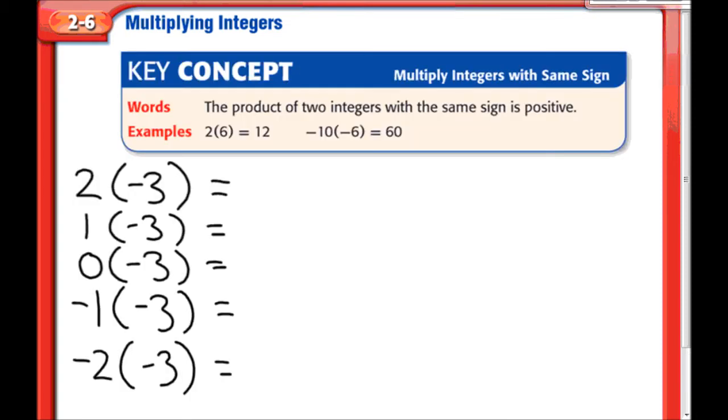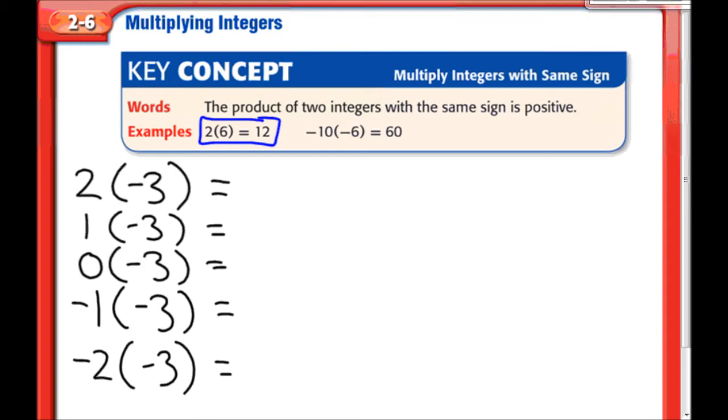Now, what if those integers are the same sign? Well, the product of two integers with the same sign is positive. So here you can see the two examples. We have 2 times 6 equals 12. Well, that's like you've been learning since 3rd grade. That hasn't changed. I think you start multiplication tables in either 3rd or 4th grade. I believe it's 3rd. So 2 times 6 is still 12.